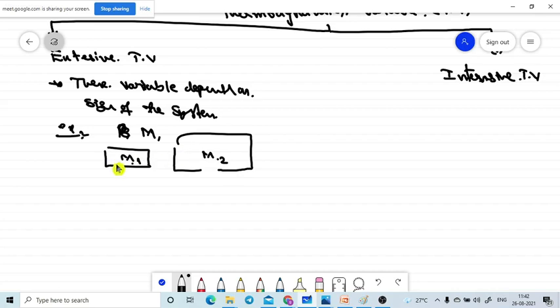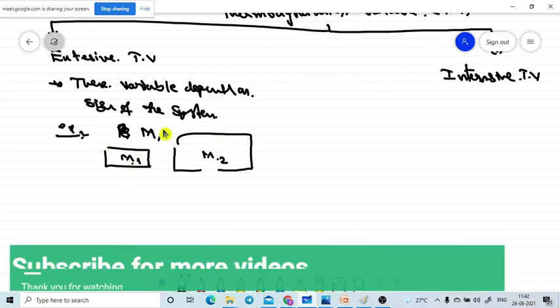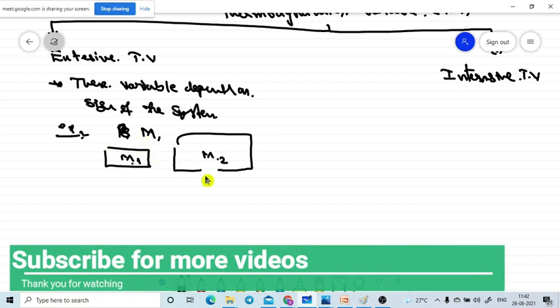So there is the same temperature, the same volume, the same quantity, but one is the bigger size and the other is the smaller size. That means one of the variables is varying. So it depends on the size of the system.